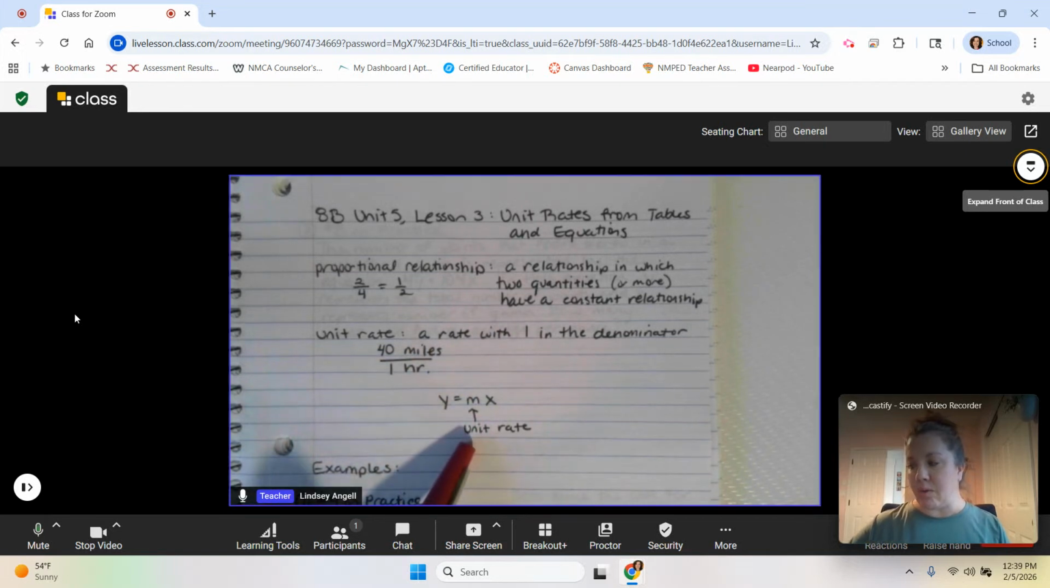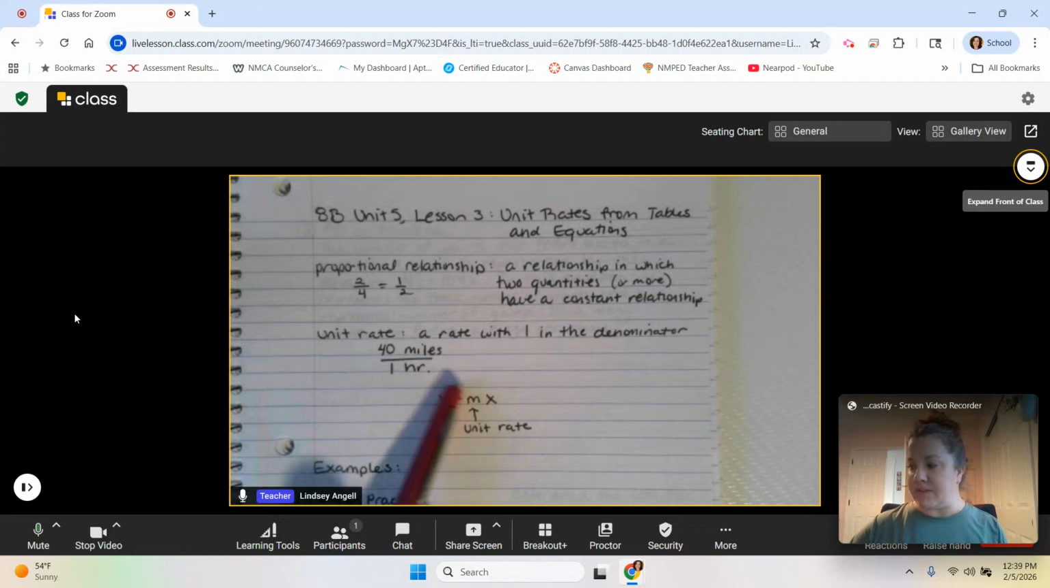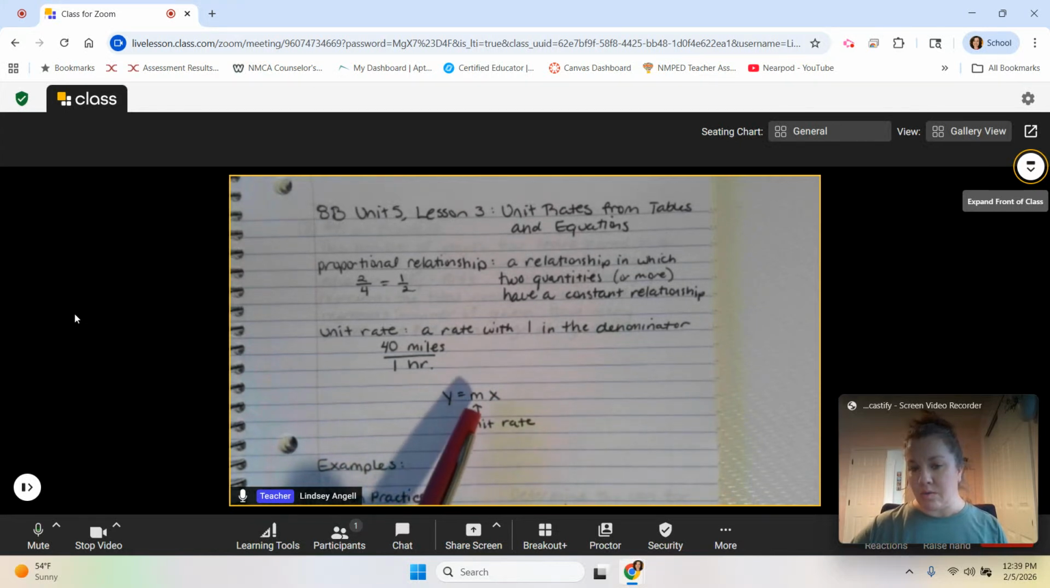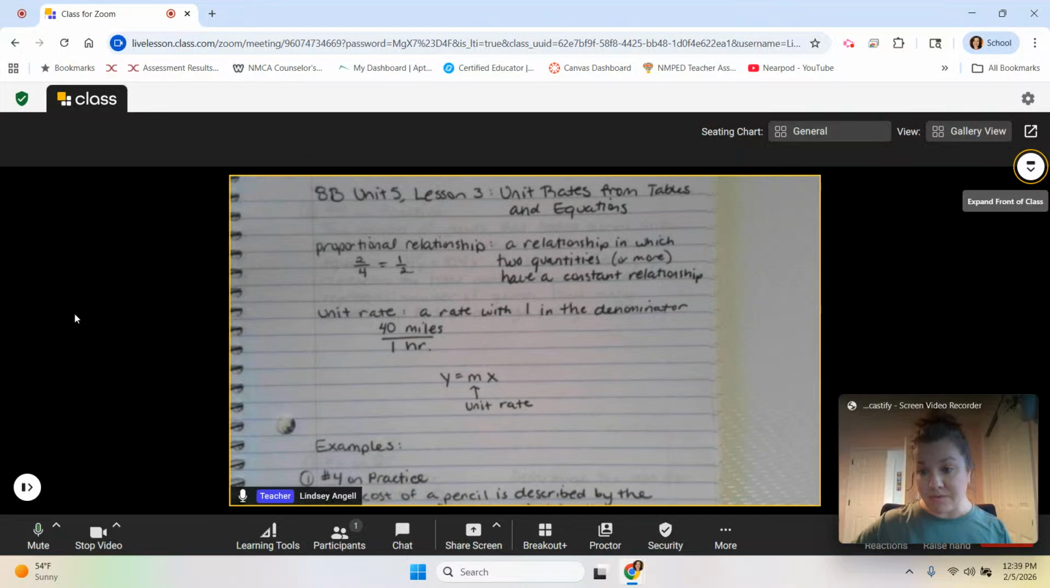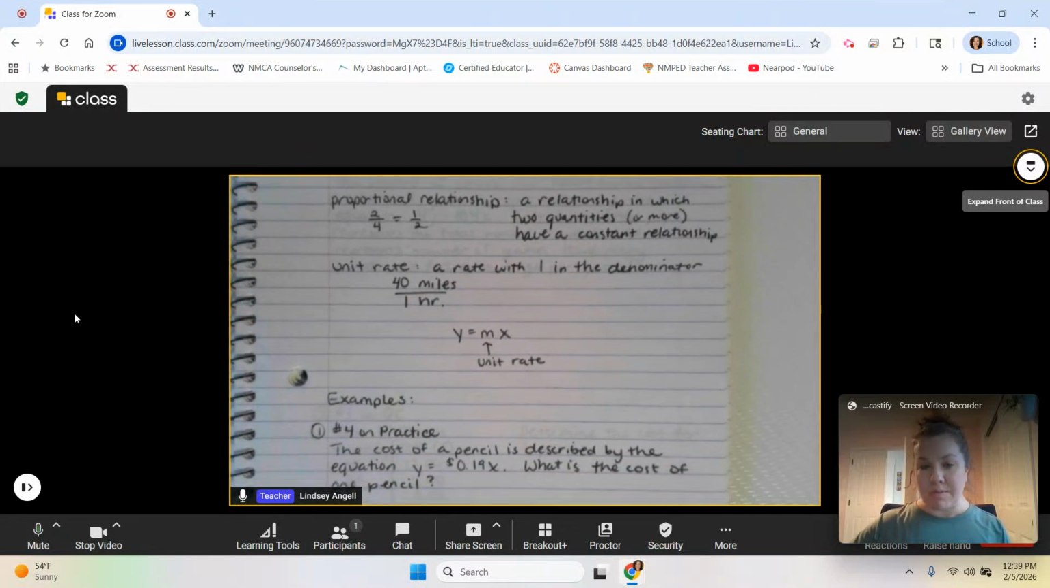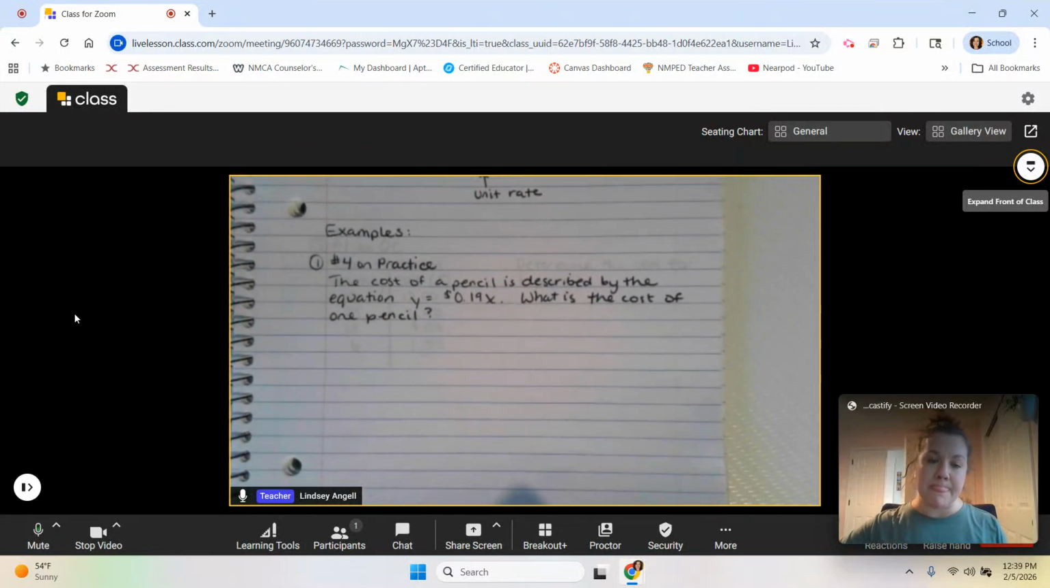If it's written in equation form, we can write that as y equals mx, where m is the unit rate. So if it's in this format, whatever number is the coefficient in front of the x is your unit rate. Okay, so we'll keep that in mind for when we get to some problems, including this first one.